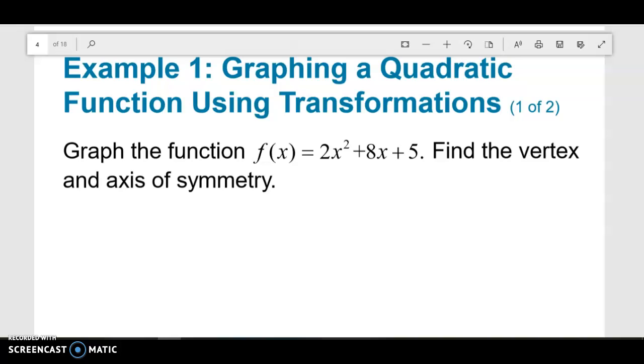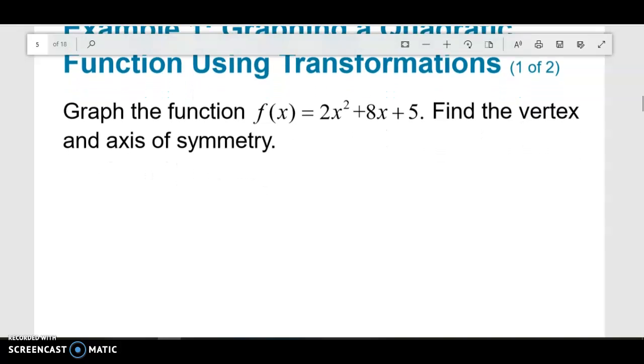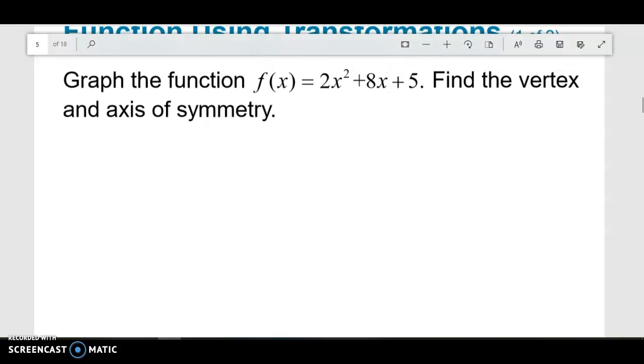Alright, so the first thing we're going to do is take this function f of x in example 1, and we are going to take it from being in standard form like it is here, and put it in vertex form. Now in order to do that, we're going to need to complete the square. Alright, so let's go ahead and look at how we complete the square.